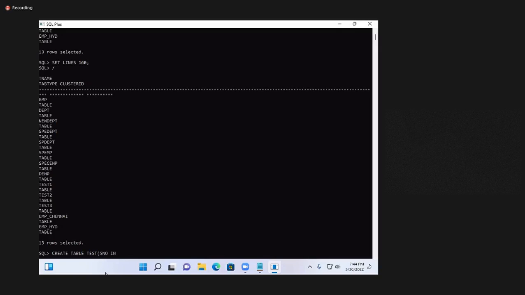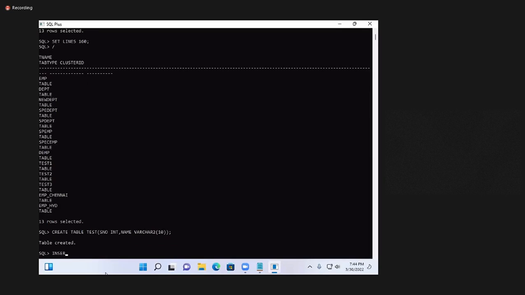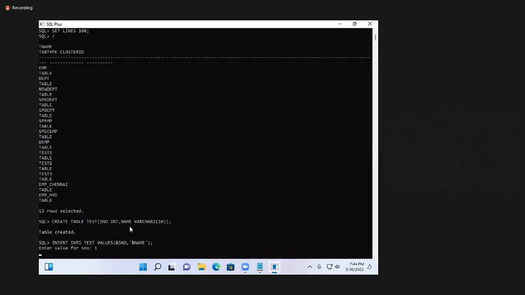So serial number, integer, and I will take a name column. So varchar2 of some size. And now I'm inserting a few names into this table test and sending some values. Okay, the values. So ampersand is of serial number, ampersand is of name. So now serial number 1 and the name I'm giving here, for example, okay, Ash.